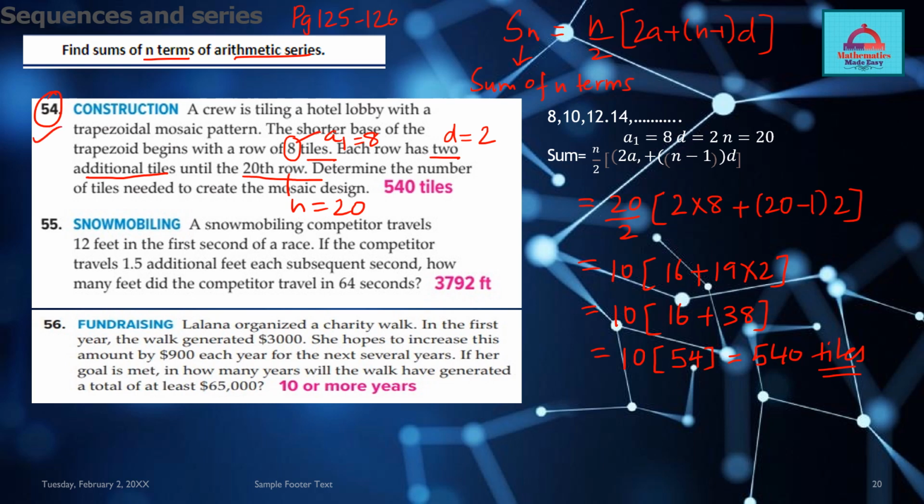In a similar way, you will solve the next question. I will give you a hint and then you will check your answer. A snowmobiling competitor travels 12 feet in the first second of the race. So this is the value of A. If the competitor travels 1.5 additional feet each subsequent second, so this is the value of D. How many feet did the competitor travel in 64 seconds? So 64 seconds is given to you. So A is done, D is done. This is the value of N. So you put these values and get your sum.